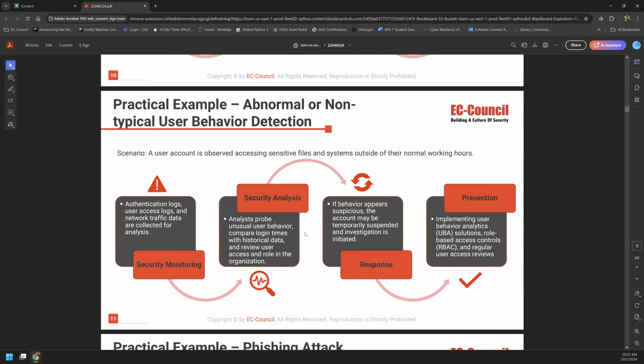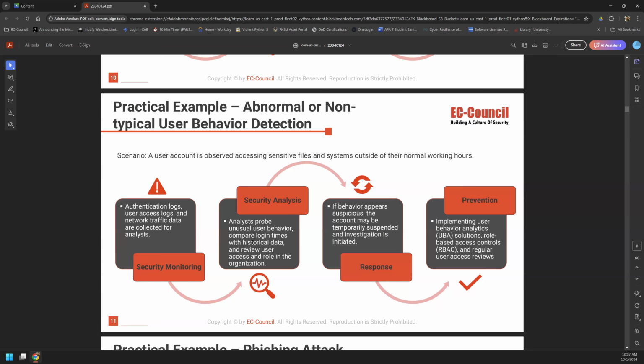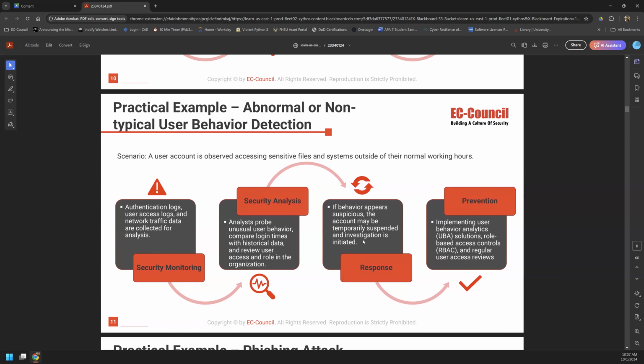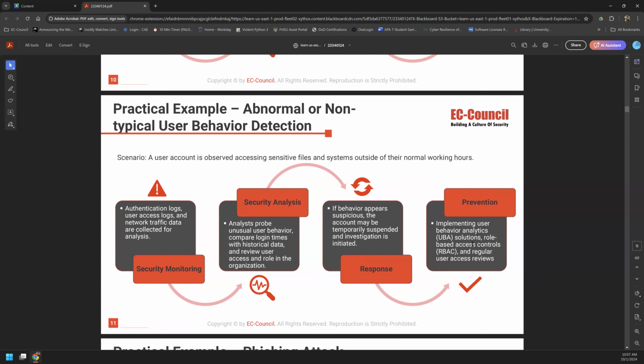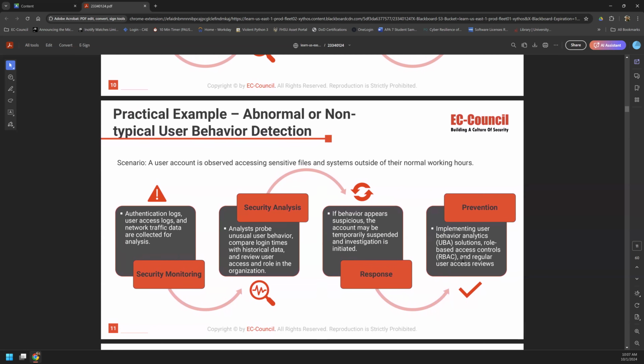Abnormal or non-typical user detection. This is going to look through authentication logs, user access logs, and network traffic data. Again, for collected analysis, analysts will probe unusual user behavior, comparing login times and historical data, and review the user access and role within the organization. If the behavior appears suspicious, the account may be temporarily suspended or an investigation is initiated. Prevention includes implementing user behavior analytics or UBA solutions, any kind of RBAC, or role-based access controls, and regular user access reviews.